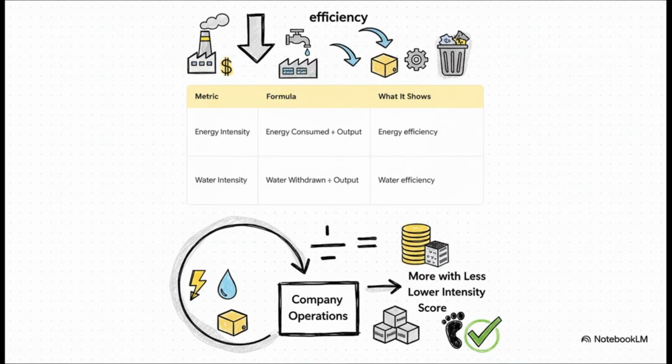But just knowing how much energy or water a company uses doesn't tell the whole story, right? For that, we need what are called intensity metrics. By dividing how much a company consumes by some kind of output, like revenue, we get a sense of how efficient it is. And for these metrics, a lower number is always better. It means the company is doing more with less.